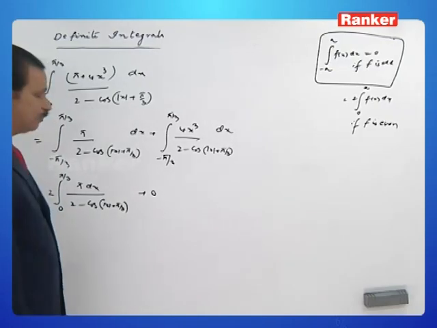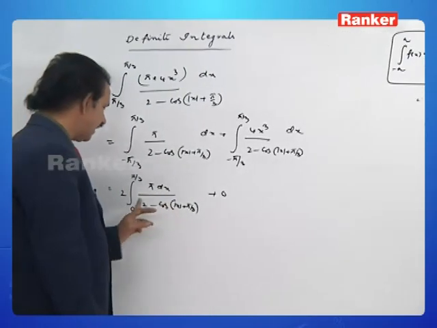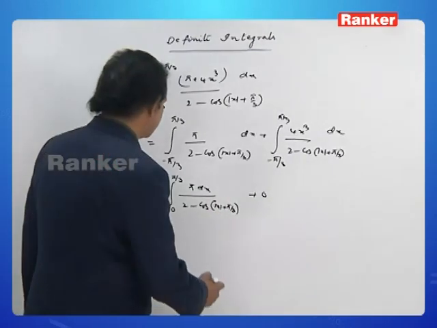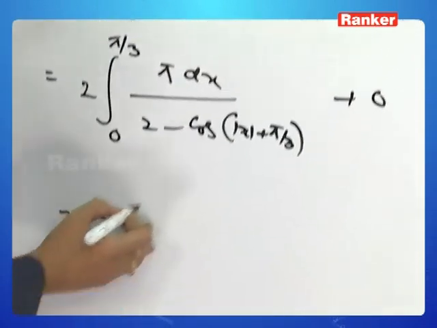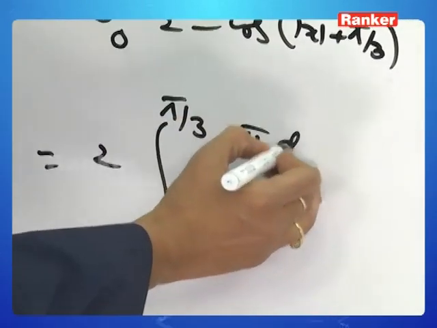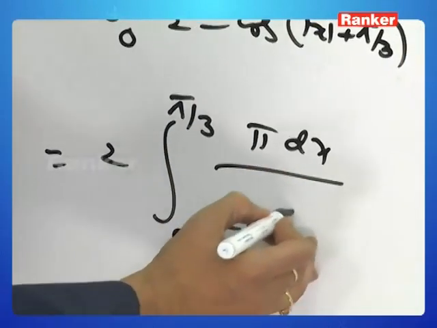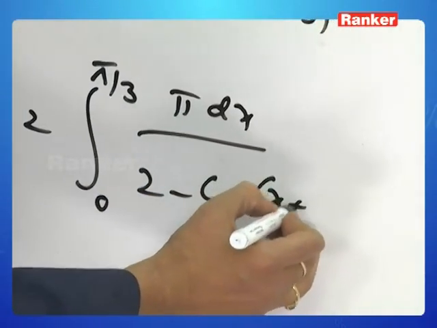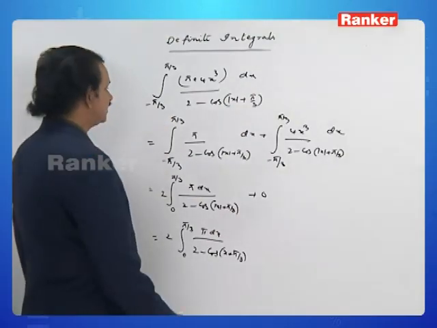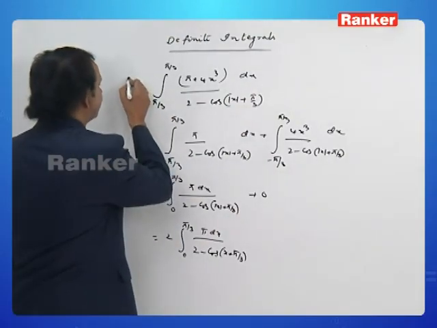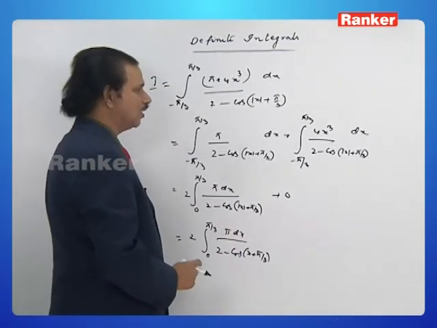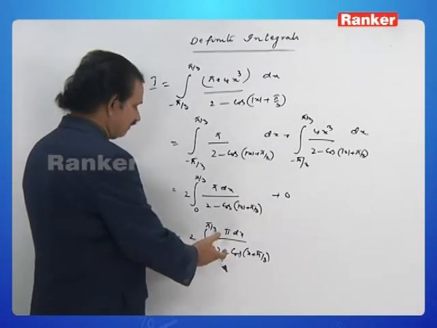Now, my dear, you please observe that if x lies between 0 and pi by 3, mod x is nothing but x itself. Hence, it can be taken as 2 into integral 0 to pi by 3, pi dx by (2 minus cos of x plus pi by 3). Let us name this as I. Okay, so we take interest in simplifying this.